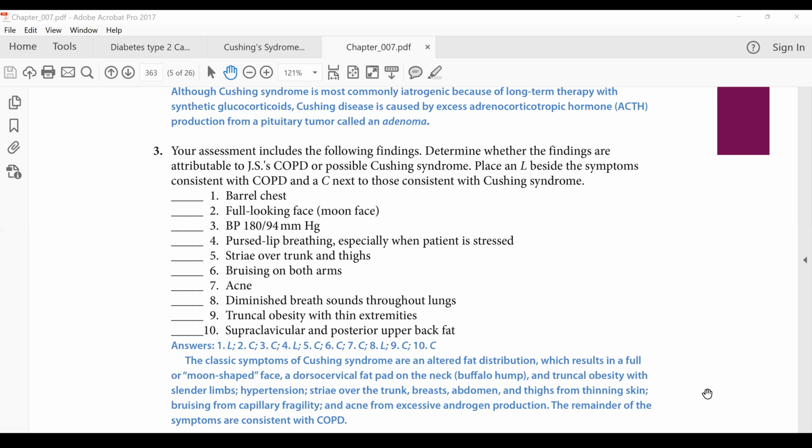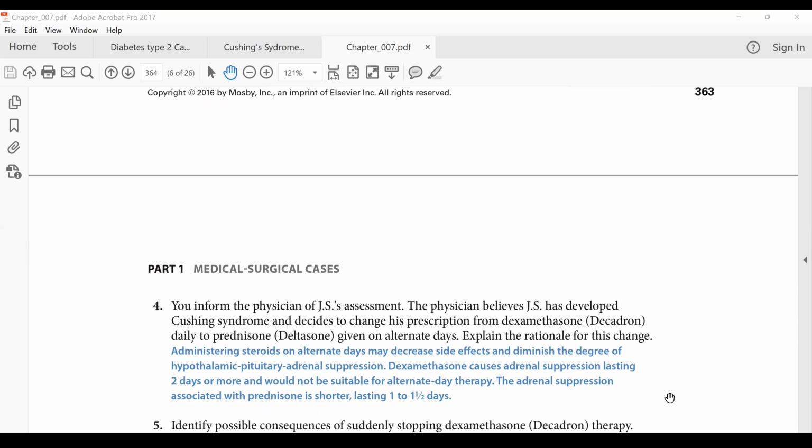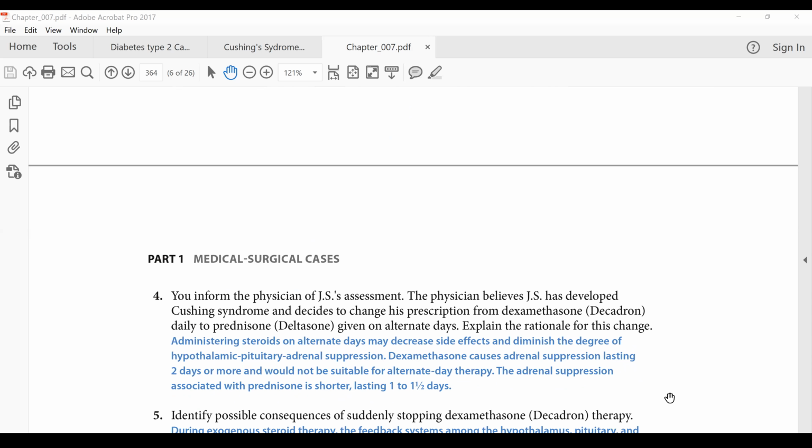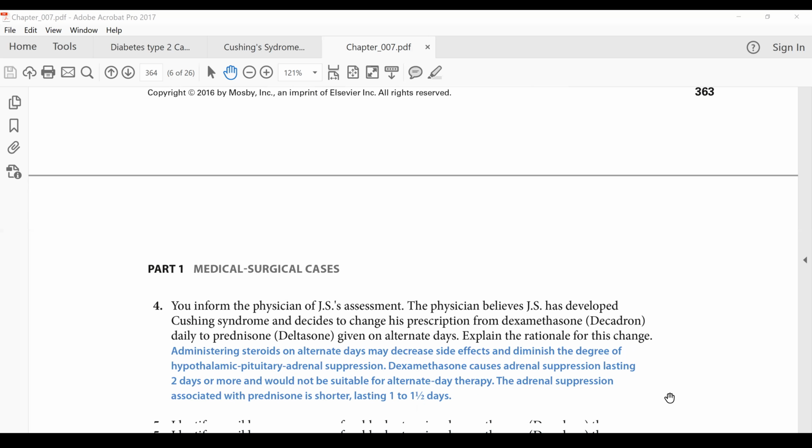All right. So identify possible consequences of suddenly stopping a steroid. What happens? It could shock the body. Okay. No, you can't stop abruptly using steroids. Remember, if you've ever taken a steroid before, like your physician gave it to help with a sinus infection, it's always in a stair-stepping motion.